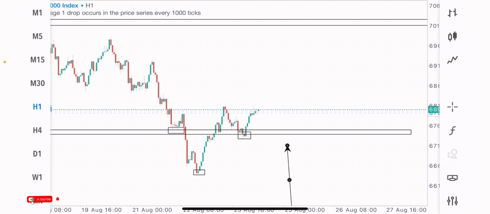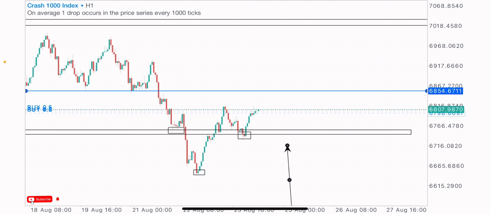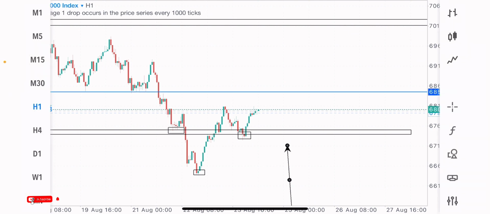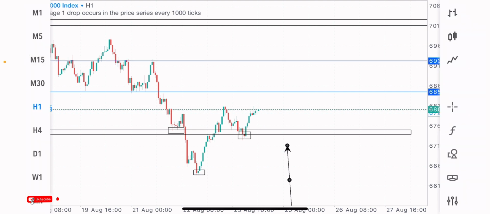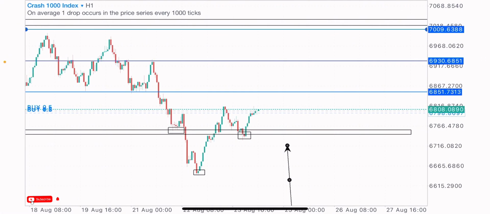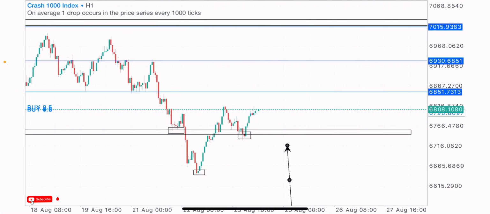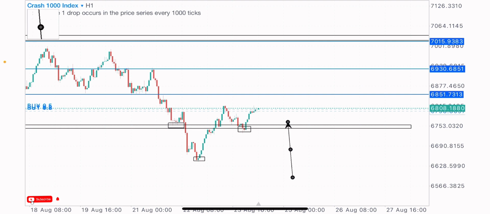We have this level of resistance at this zone. Our first TP is at this point, basically. Our first TP here, our second TP at this point, and our third TP at this zone, this resistance level at this point. That's our third TP. So we're expecting long-term buys on Crash 1000 index at this particular point. That's basically identifying our levels and zones, our key level of support and our key level of resistance.